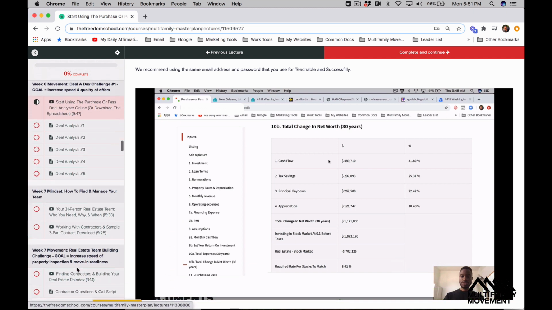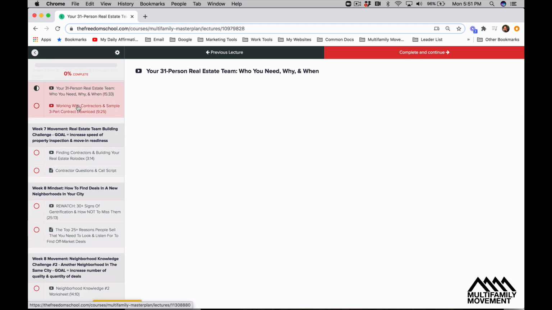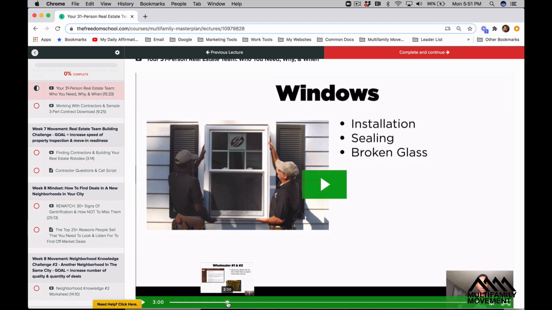All right, so then from there, we go into your real estate team building, okay? So you got to develop your real estate Rolodex. My real estate Rolodex here in New Orleans is about 33 people, not 33 people, it's 66 people deep. And why? Because I have 2 of everybody, all right? So I'm going to walk you through the 31-person team that you need to have. Yeah, 31 different people, okay?